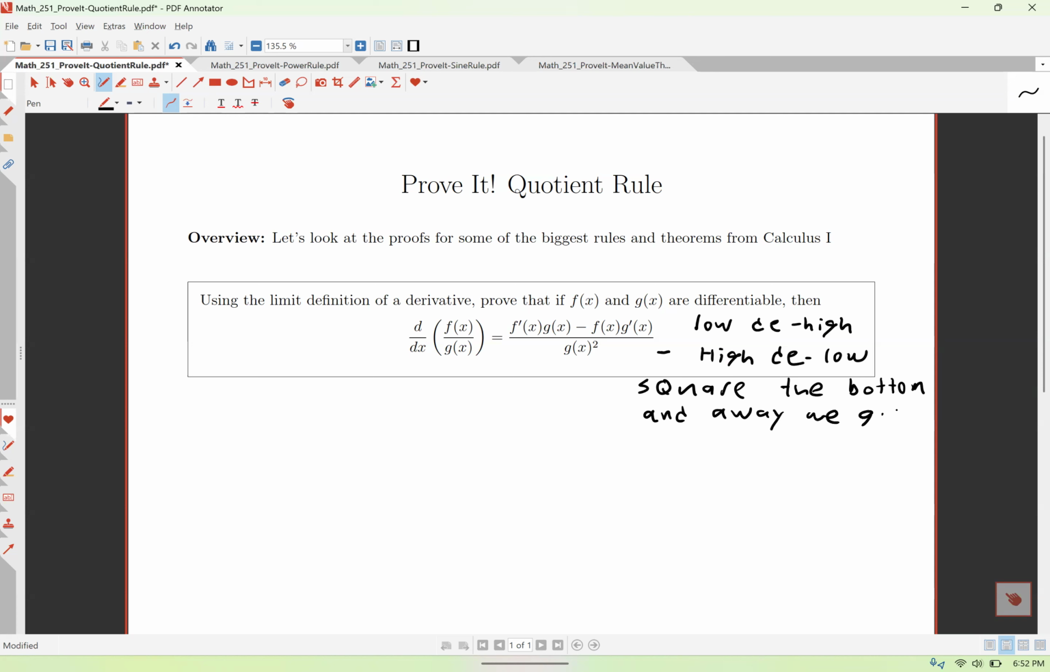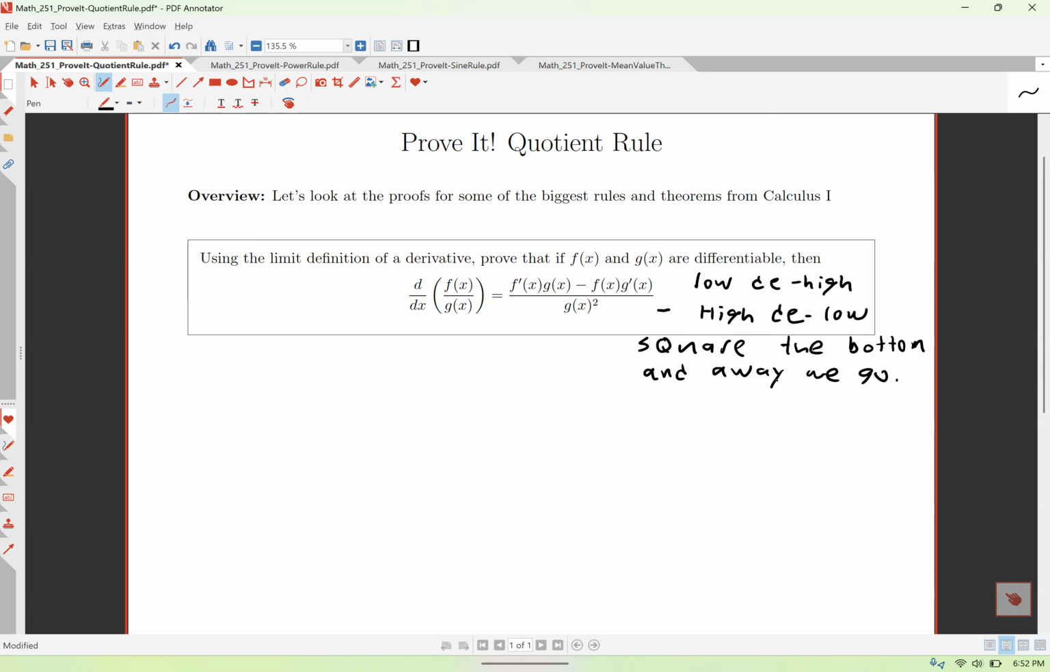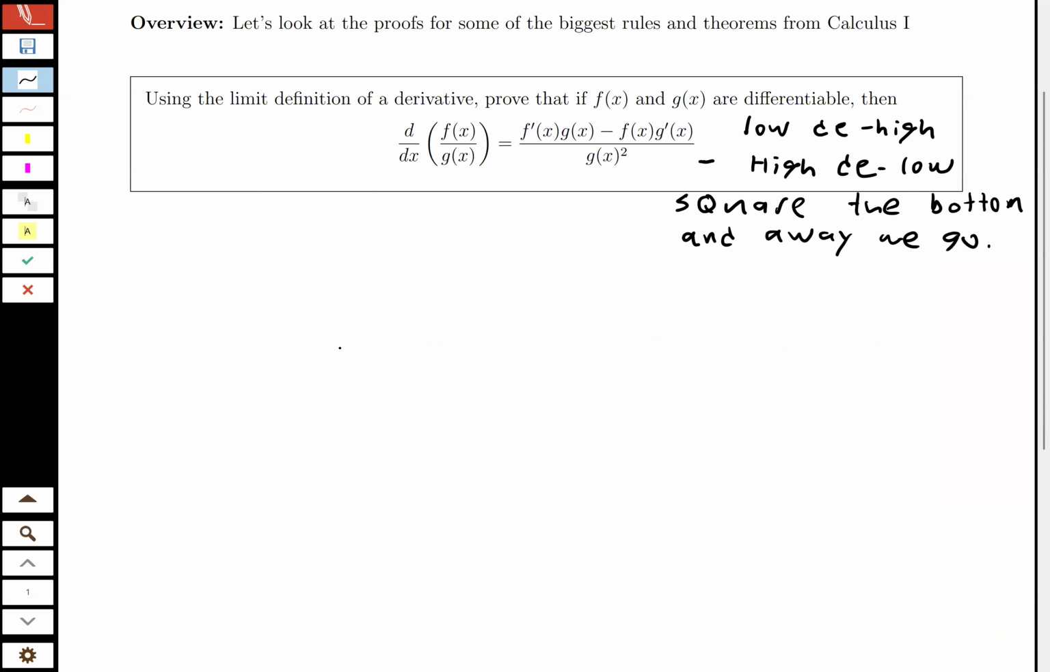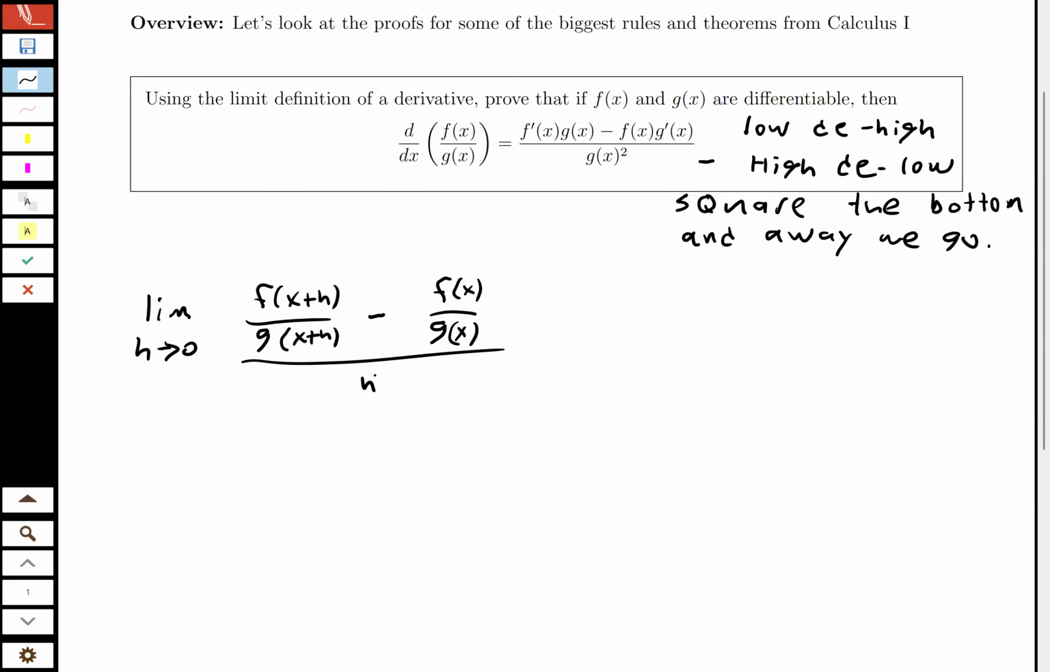Well, where did this come from in the first place? Let's look at the limit definition proof for this particular problem. So we're looking at the limit as h goes to 0 of f of x plus h over g of x plus h, our function at x plus h, minus our function at x, all over h. So our derivative should be this expression here.